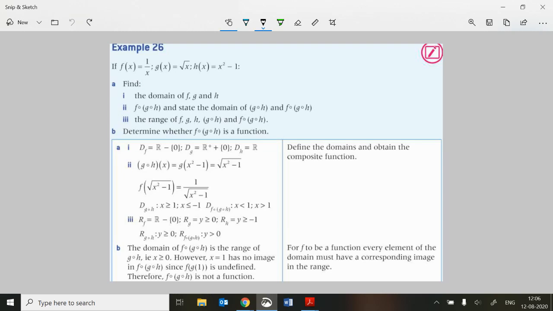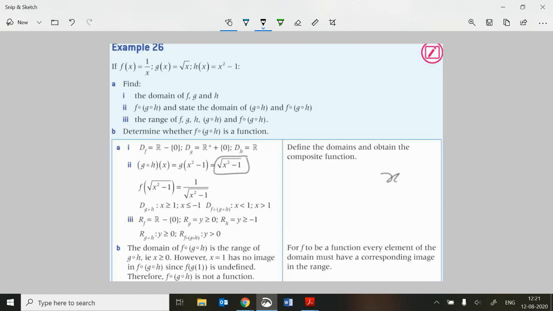So for part 2, we're looking for the domain of g of h and the domain of f of g of h. Okay, so first of all, let's just think about what the natural domain of g of x should be. So the natural domain of g of x, this is g of x.